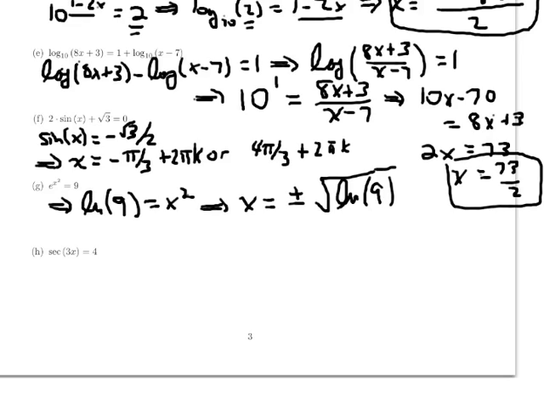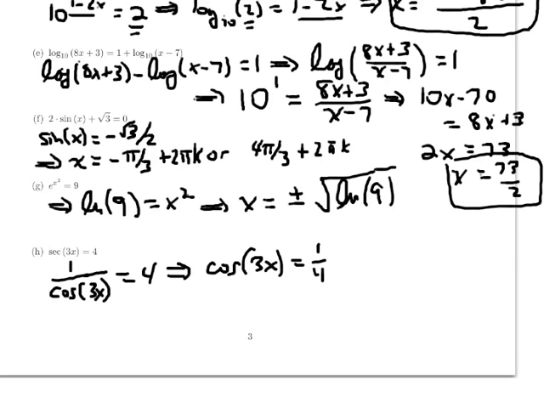The final equation on this page has a secant in it, which at first seems awful, and then you realize, well, secant is just 1 over cosine. So this equation is the same thing as saying 1 over cosine of 3x is equal to 4, and we know that means that the cosine of 3x must be 1/4. Like I've been doing in class, I will use theta for 3x, just to save my sanity.